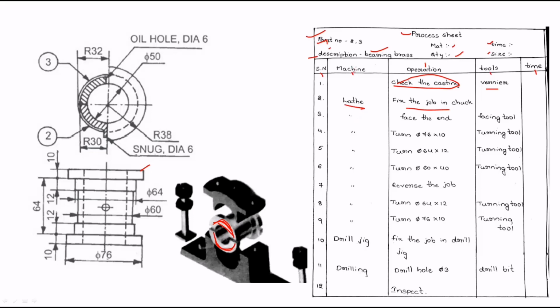So what is the machine required here? The machine is the lathe machine. What is the operation? Fixing the job in the chuck. Any tool required here? No need to use any tool. Second operation is facing the end. So face this end, again on the lathe machine only, with the help of a facing tool.